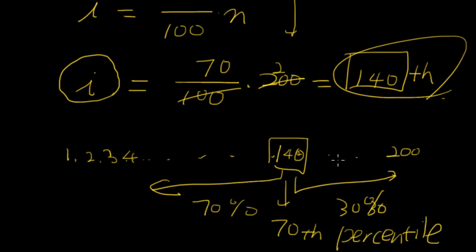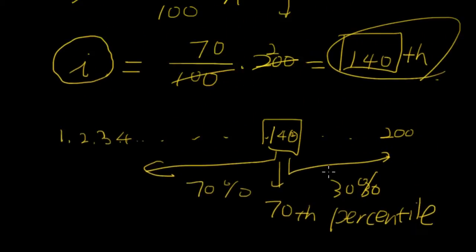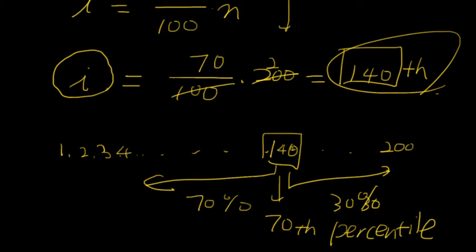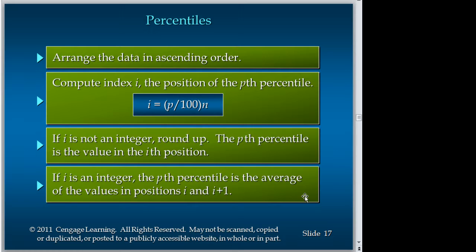And that's how you find the position of the percentile, right? Okay, so let's go to the PowerPoint again, and that's what they're talking about, computing the index. If i is not an integer, our example is nice, 100 and 200 data points, and it happened to be just a nice integer. If it's not an integer, round up, and the p-th percentile is the value at i's position, right?